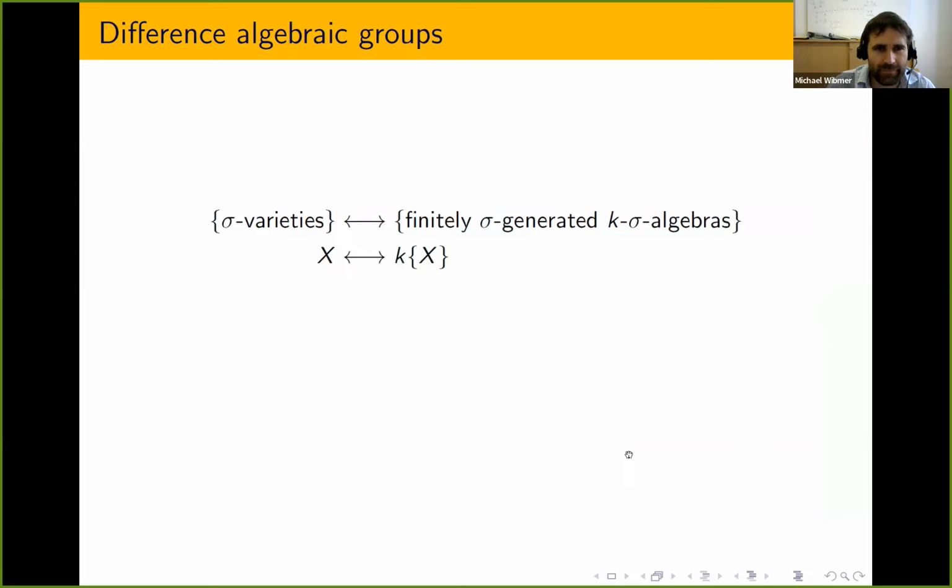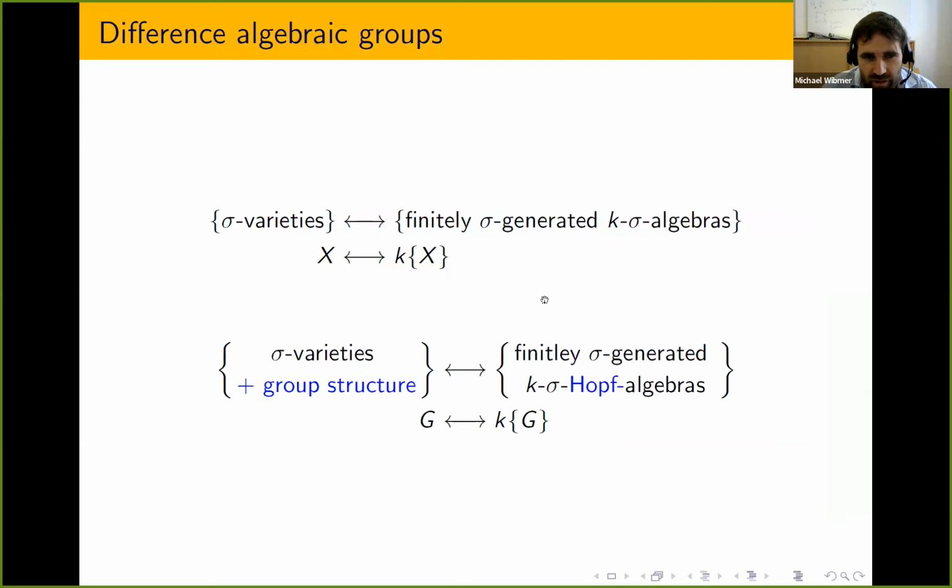Okay, so we had earlier this equivalence of categories between difference varieties and finitely difference generated K sigma algebras. But now, if you add a group structure on the left side, you may wonder what you have to add on the right side. And what you have to add is the structure of a Hopf algebra. Okay, so if you like Hopf algebras, then this is maybe a good way for you to understand difference algebraic groups. So a K sigma Hopf algebra is just a Hopf algebra equipped with a sigma, such that the Hopf algebra structure maps are morphisms of difference rings. It's a very natural notion here.